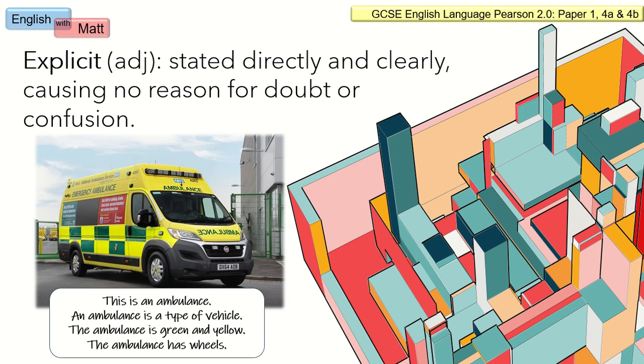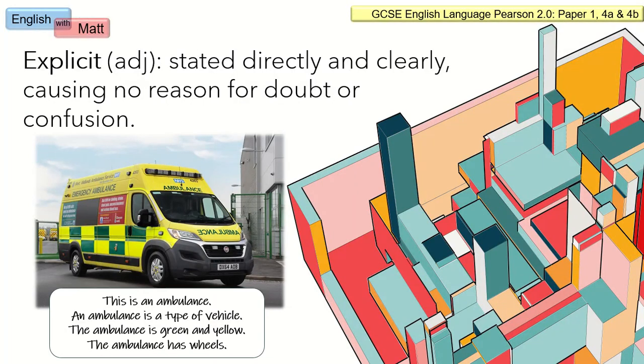So we have here a picture of an ambulance. And I'm sure this isn't the first time that you've seen an ambulance. If we are going to be writing 4 points about this ambulance based on what the picture shows us, these are facts about the ambulance underneath. So this is an ambulance. The ambulance is a type of vehicle. It's green and yellow, and it has wheels. That's all explicit information based on what we see from this image.